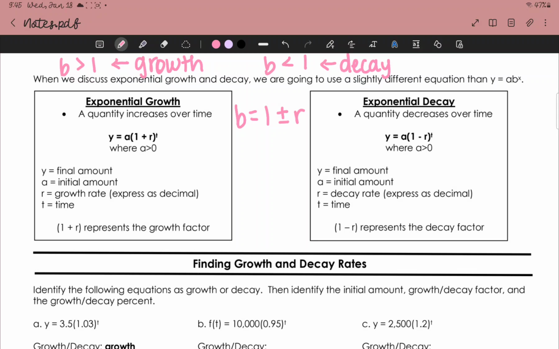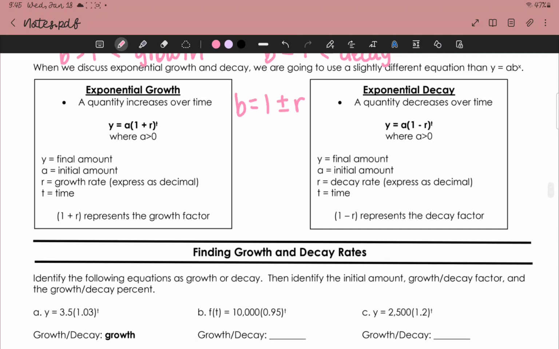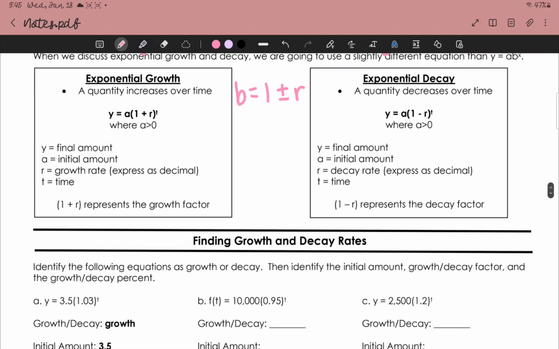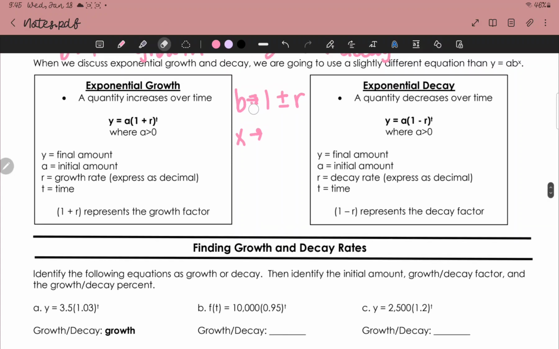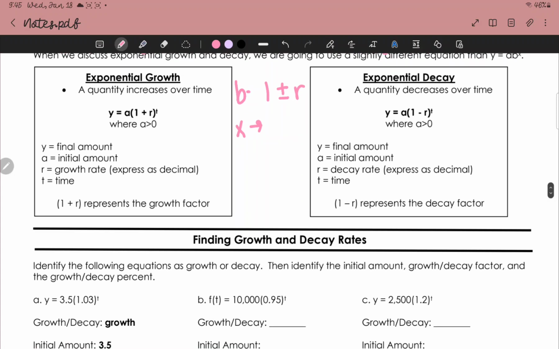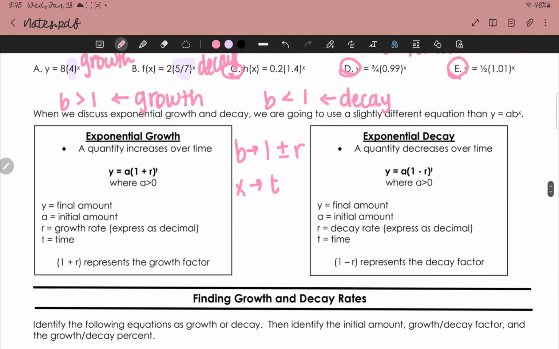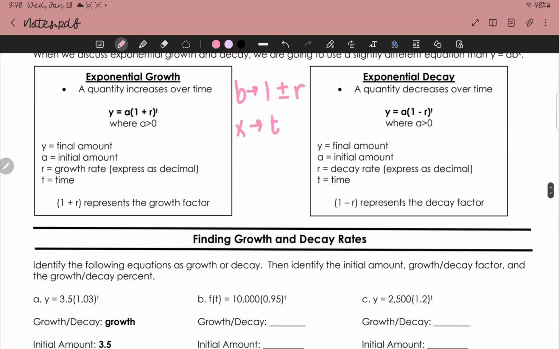Okay, so next thing we do, again, y is still going to represent our final amount, a is still our initial amount, r is our growth rate, and t is our time. So no more x, no more b. x became time. So this is what happened to them. b became 1 plus or minus r, and x became t. So the previous one is gone, and now these are the new ones.